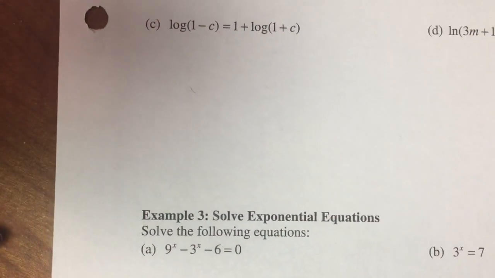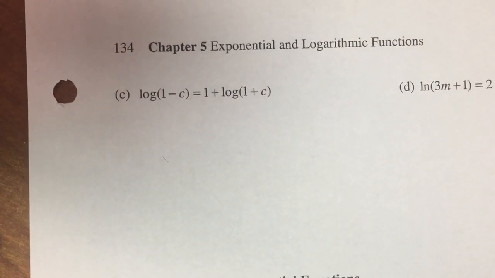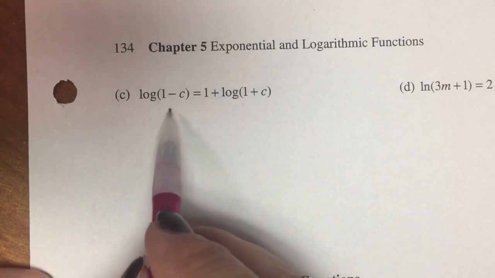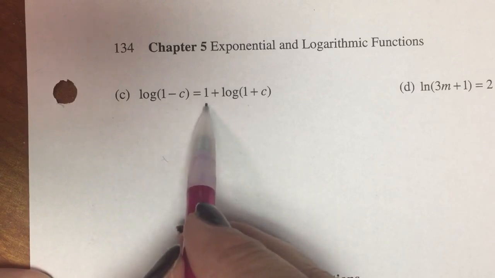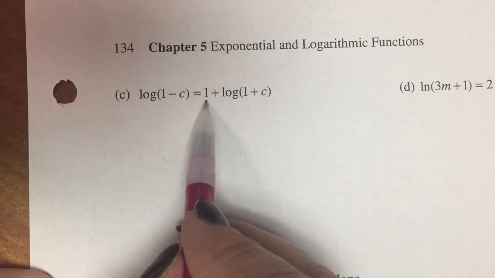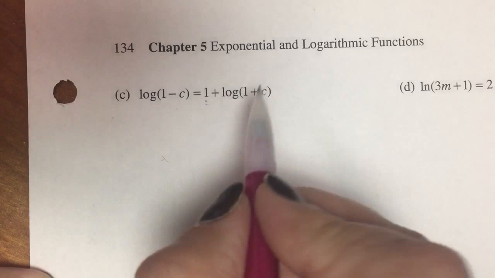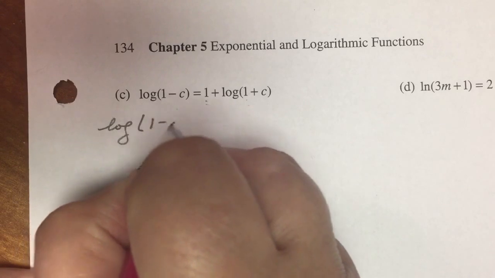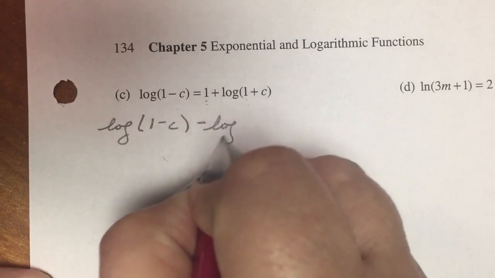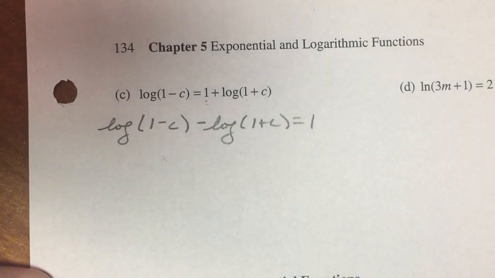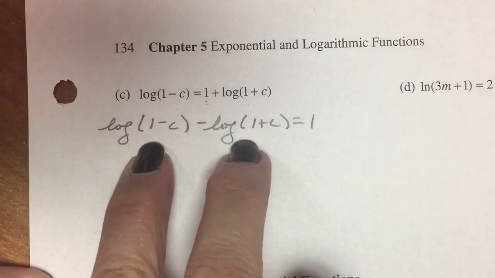Let's do this one up here. So these are going to be a little bit more difficult. So see here you have logs on either side, but the problem is this 1. And we can't combine those because this is not a log statement. So what we want to do for this one is bring this log over to the left side. So it'll be the log of 1 minus c minus the log of 1 plus c is equal to 1. Now I have all my logs on one side, so I'm going to condense these two together.